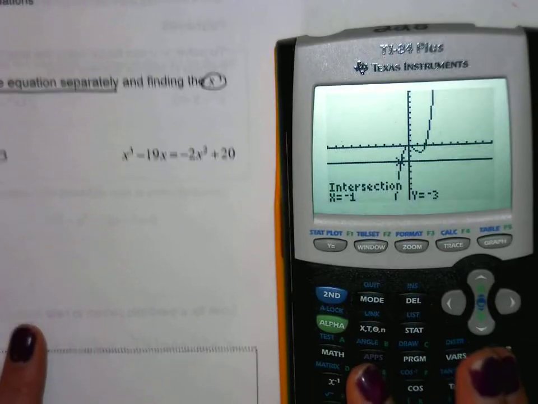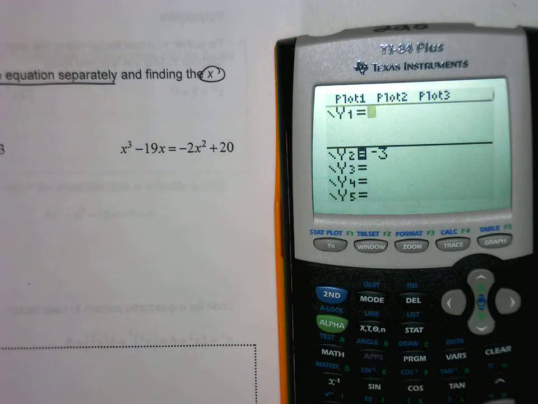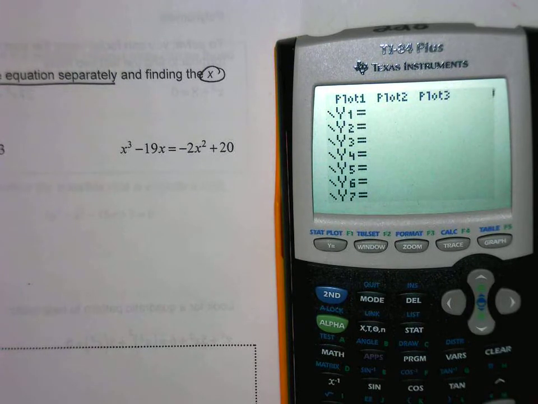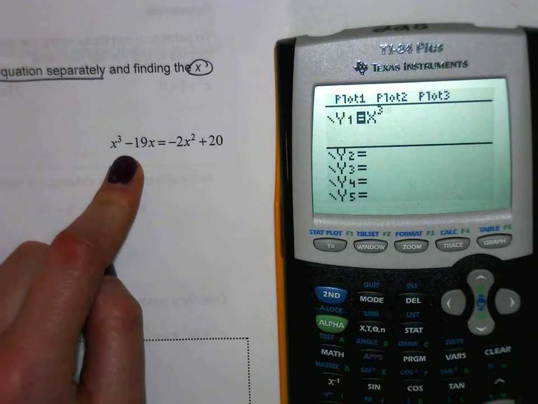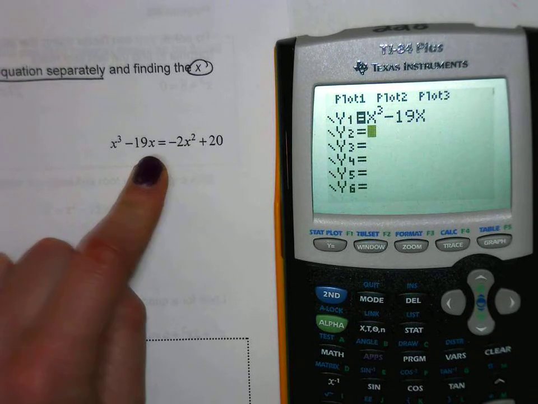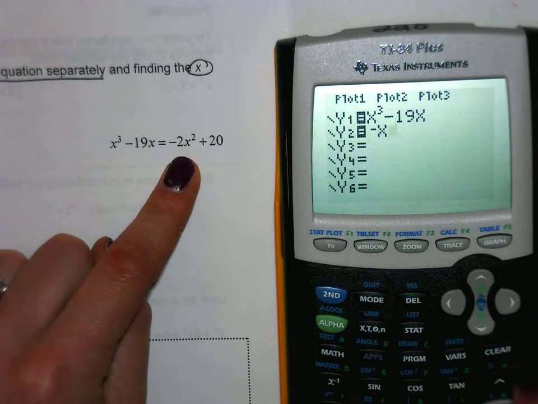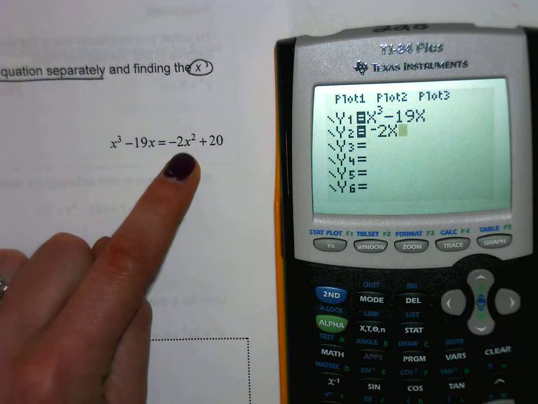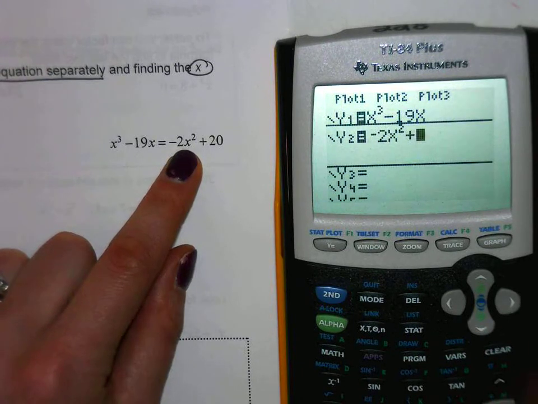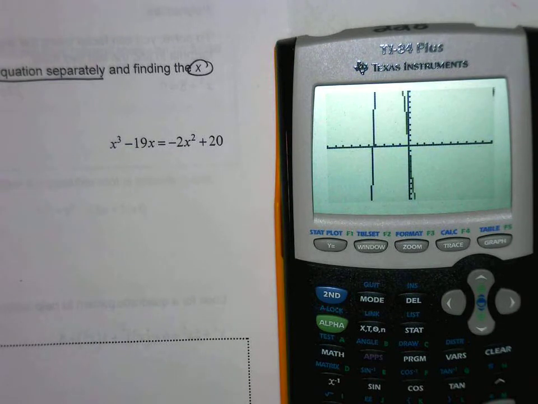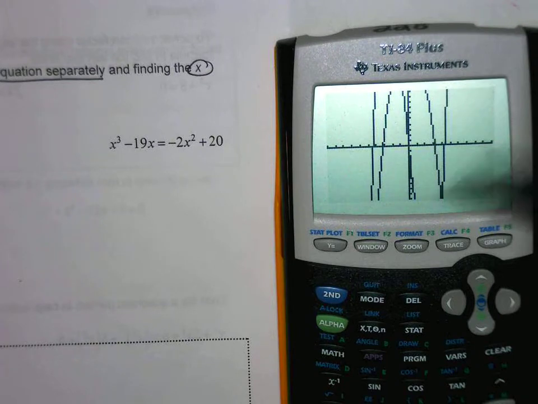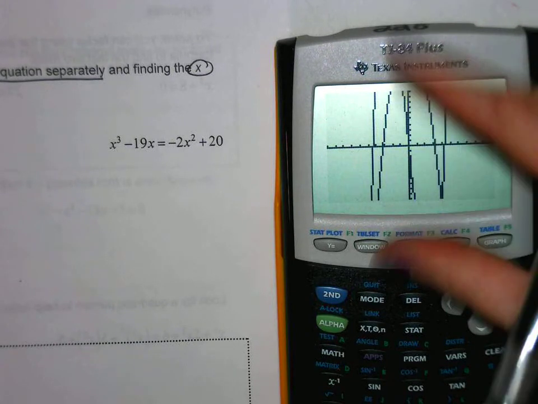So the third one, y equals, clear out both of these, x to the third power minus 19x, and then we have -2x squared plus 20. Graph those two. So when we look, it looks like there's some intersections we can't see, so let's elongate.